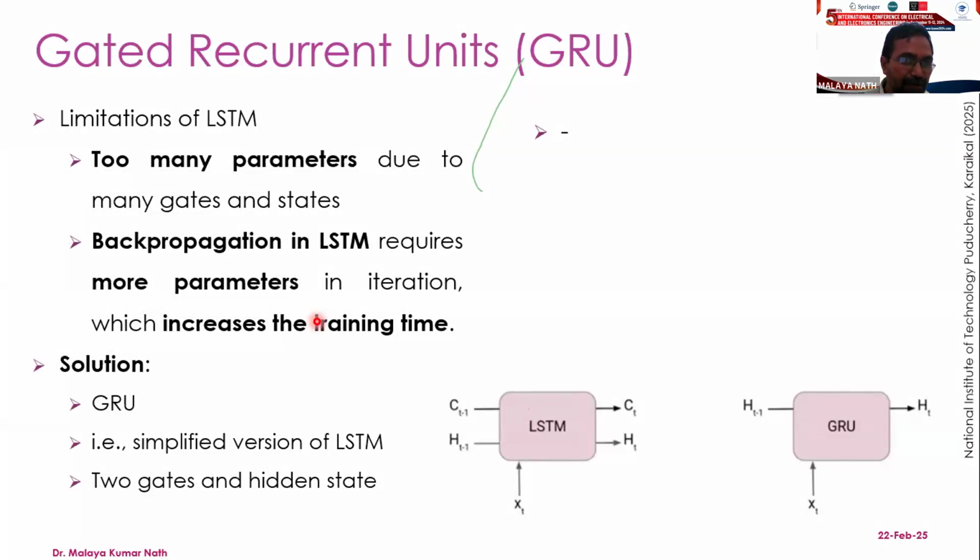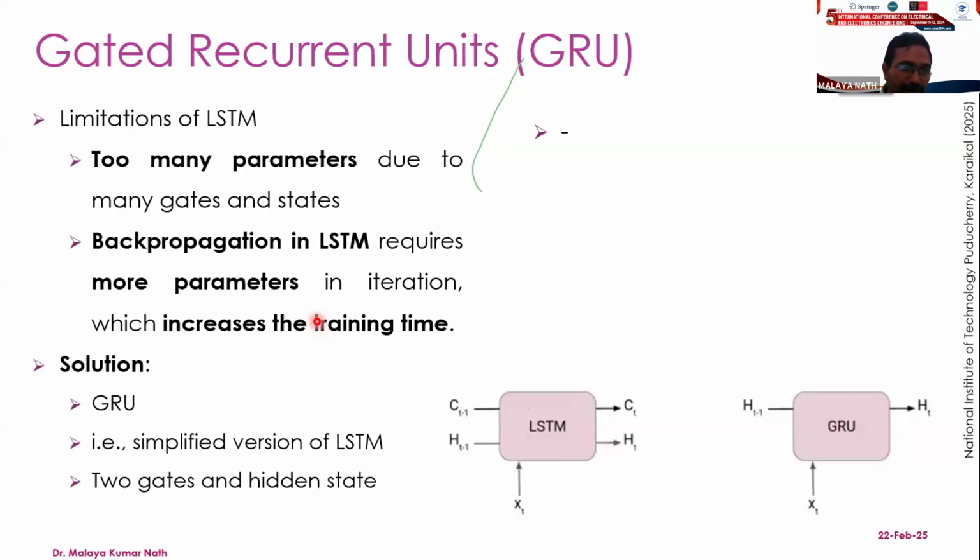If you look into the LSTM network, there are many gates present. One is called the input gate, then the forget gate, and the output gate. So there are too many parameters. Due to the many gates and states, backpropagation in LSTM requires more parameters as well as more iterations, which leads to an increase in training time. This makes the LSTM network impractical for many applications. So researchers thought of using the GRU, that is, the gated recurrent unit.